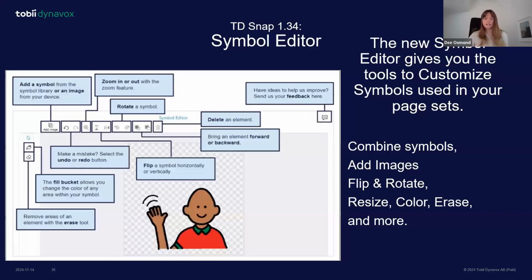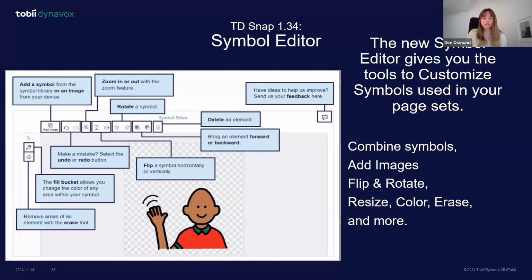In the most recent TD Snap update as well, we have a new symbol editor. Now this looks quite scary. There's so many options, but it's really, really exciting and fantastic. So it allows you to customize the symbols in a way that wasn't previously possible. So now you can combine symbols, you can add images, you can adjust colors, including skin tone and hair color, rotate, resize, erase parts of symbols, and it's available for any type of button in TD Snap, including general buttons that you see, the visual supports and books and photos.